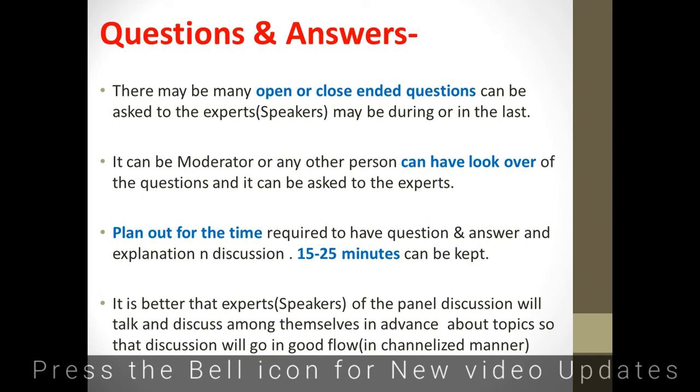Now, very important is the question and answer session. A question and answer session is basically an interaction between the audience and the speakers. There are many ways the audience can interact with the speakers. It can be a question and answer session, it can be a brainstorming session. There are many ways to interact with the audience, but here the question and answer session will be the main one.